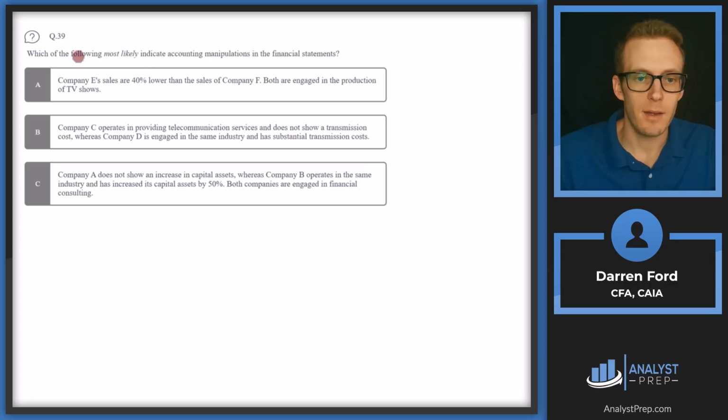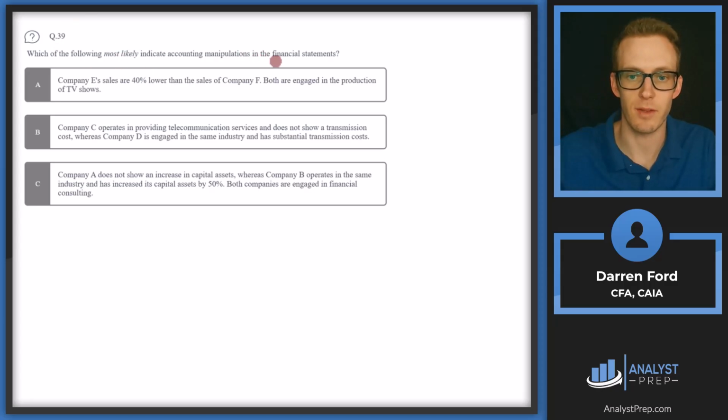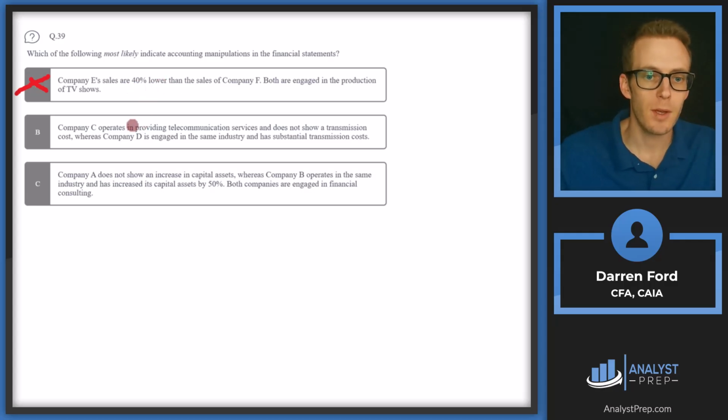Question 39. Which of the following most likely indicate accounting manipulations in the financial statements? A. Company E's sales are 40% lower than the sales of Company F. Both are engaged in the production of TV shows. Just because two companies are in the same industry doesn't mean they're going to have the same amount of sales. So there's definitely no indication of manipulation here.